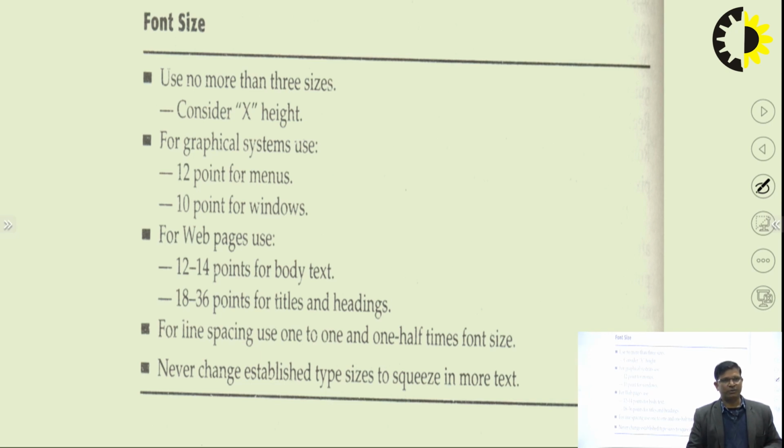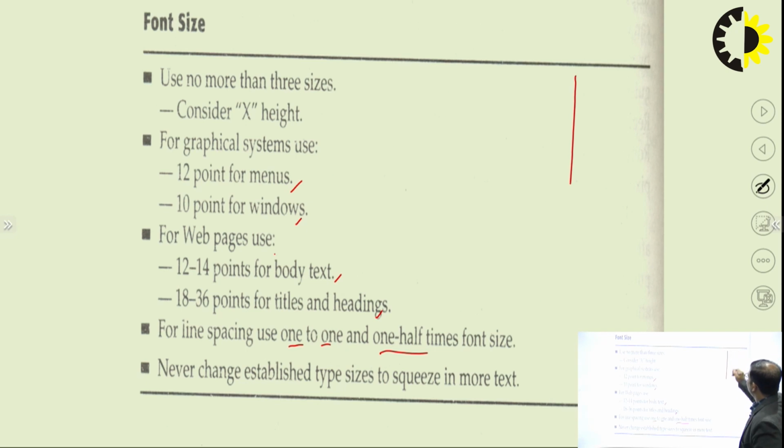10 point is also good, but if we are keeping a somewhat bigger font, then 12 font size can be used. So, for graphical systems, 12 point size for menus, 10 for windows, for web pages 12 to 14 for body text, 18 to 36 point for titles and headings. For line spacing, 1, 1 and a half, or 1.5 times. Never change the established type size to squeeze in more text. If there is a fixed pattern, we have to follow that particular pattern. If we are creating a report, then we should consider that our report should be in this style.